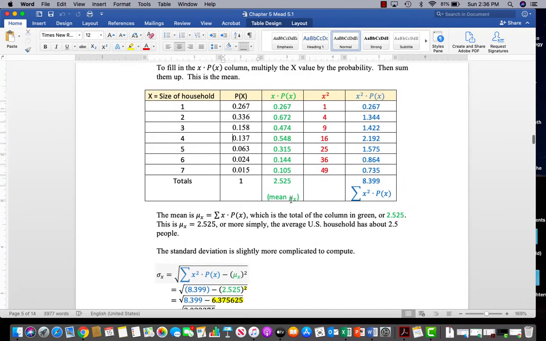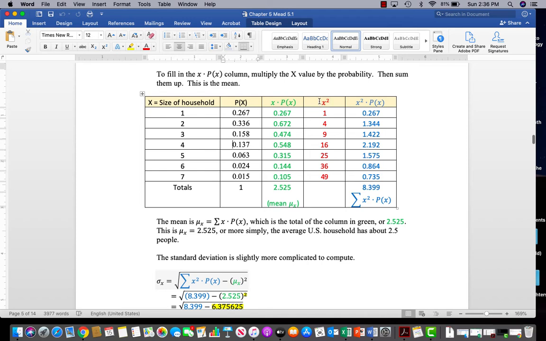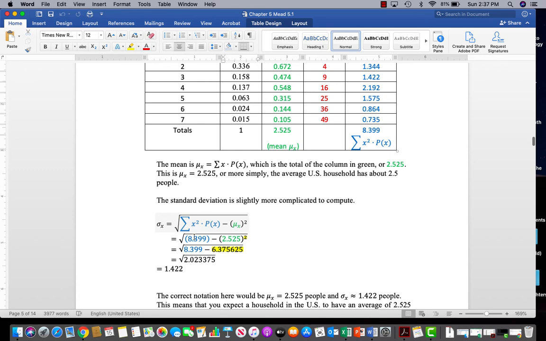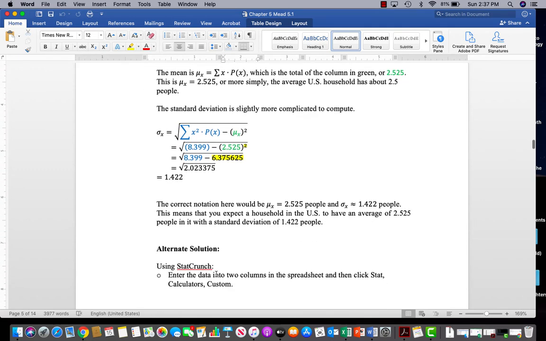Now, the numbers I'm plugging into that formula: again, here's the x squared. This 1 is 1 squared. The 4 is 2 squared. The 9 is 3 squared. The 16 is 4 squared, etc. Then I multiplied each of the x squareds times the original p of x, and that became this blue column right here, which I summed up. That was 8.399, and that is what I plugged in for this whole blue thing, and then went on with the order of operations. To note that correctly, we would say the mean is 2.525 people, or basically 2.5 people living in a household in the US in 2010. And the standard deviation is around 1.4 people.